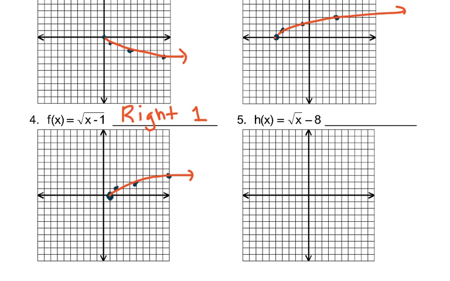Right. Now, number 5. If inside the square root moves our graph left and right, outside the square root moves our graph up and down. And up and down is normal. So minus 8 is going to move our graph down 8. So now instead of starting at 0, 0, I go down 8 and make a point.